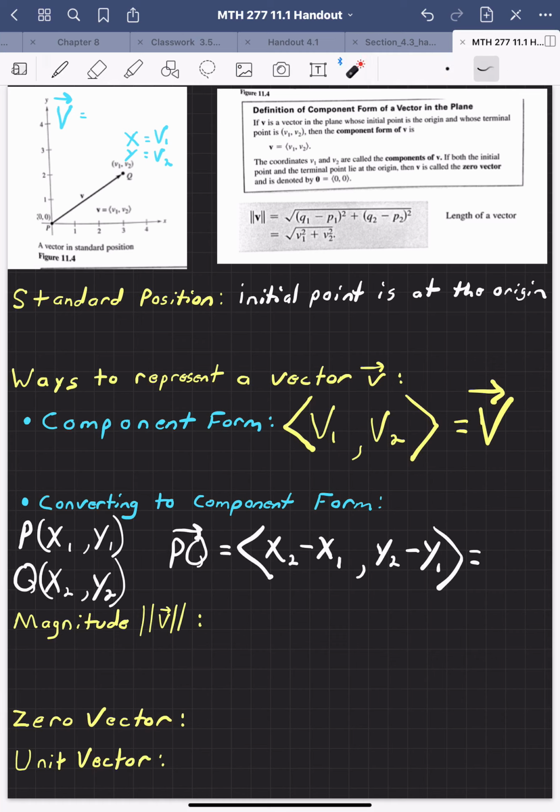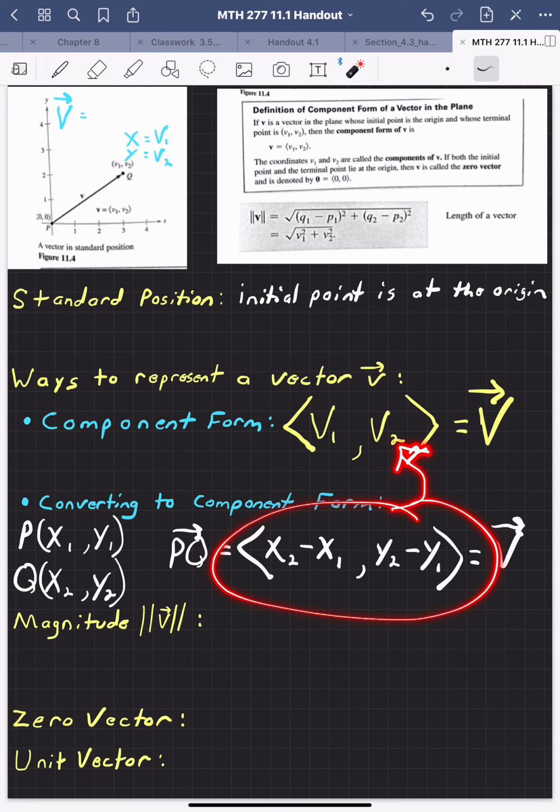All right, you with me? So if I knew these points, right, 2, 2, 4, 4. If I knew these points, then taking the terminal point, x sub 2 minus x sub 1, y sub 2 minus y sub 1, this would get me into component form of vector V. All right, I hope that makes sense. This is how you get to here.